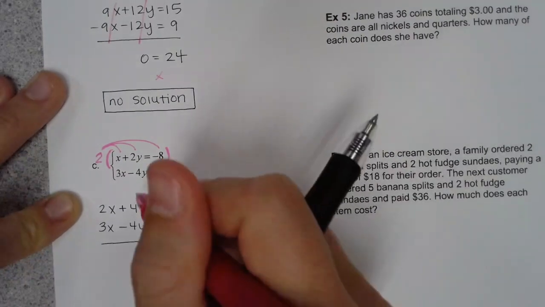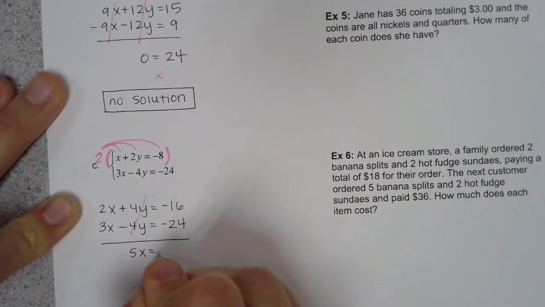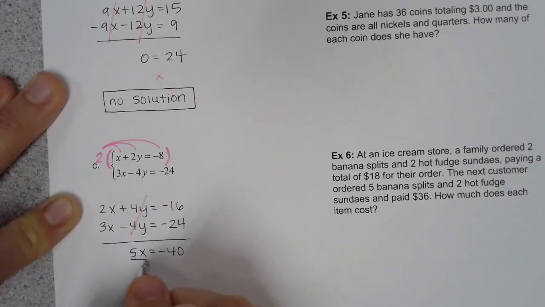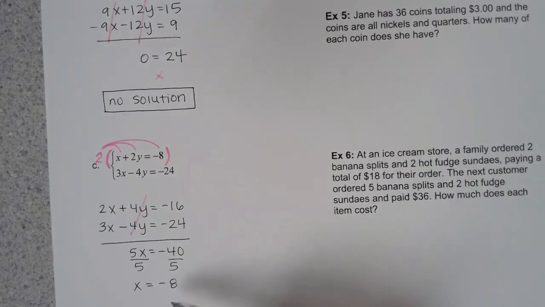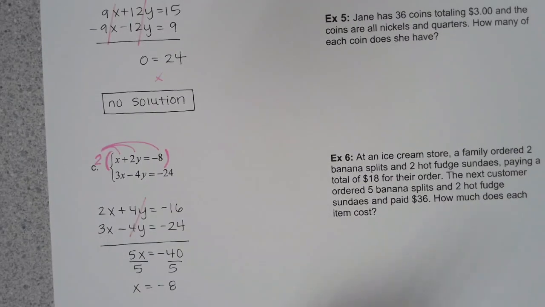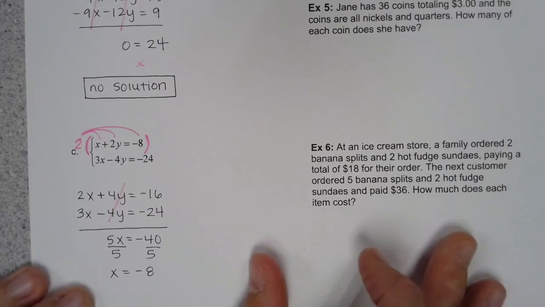And then I cross out my y's, so I'm going to get 5x is equal to negative 40, and then I would divide both sides by positive 5, so I'm going to get x is equal to negative 8. And so this example is included in this second set of problems because you don't want to always think that both of them is going to cross out. Usually only one of the variables will cross out when you make it have an opposite.